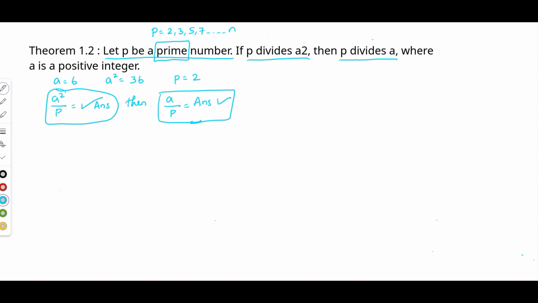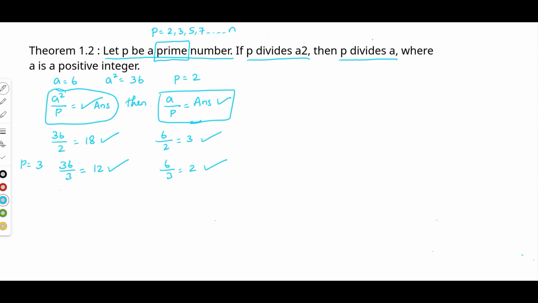Now let's substitute the values of p and a in this example and see whether you are getting an answer. A square, 36 by p, 2, will be equal to 18, you are getting an answer. And a, which is 6 divided by 2, you are getting 3, also an answer. Now instead of p is equal to 2, we'll take p is equal to 3. So 36 by 3 will be equal to 12. Still you are having an answer. And 6 by 3 will be equal to 2. You are having an answer. So the theorem is satisfied.